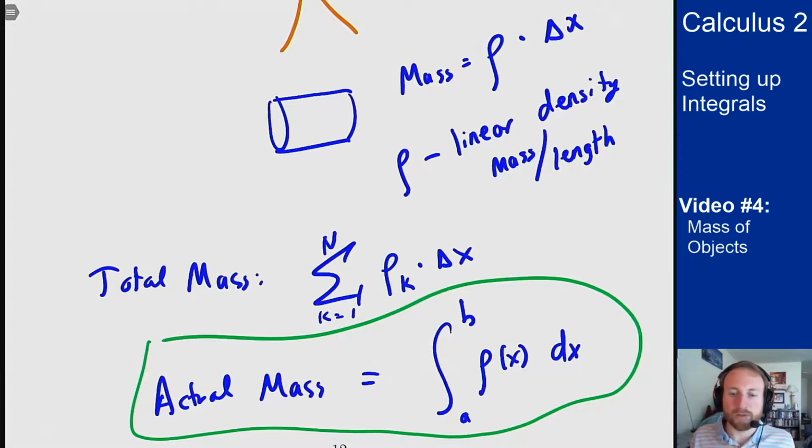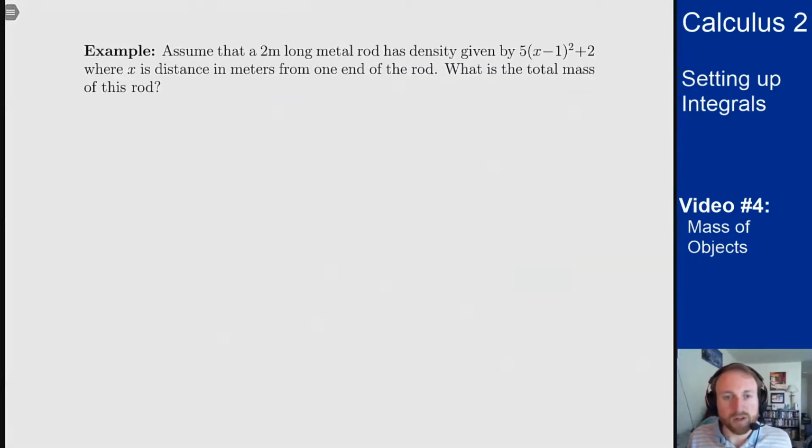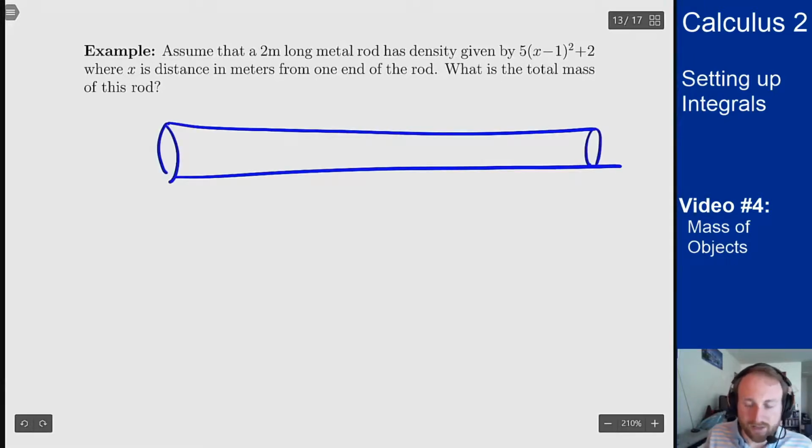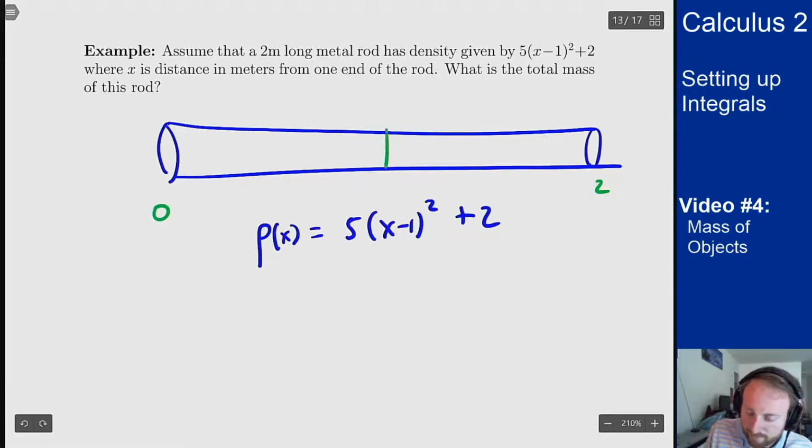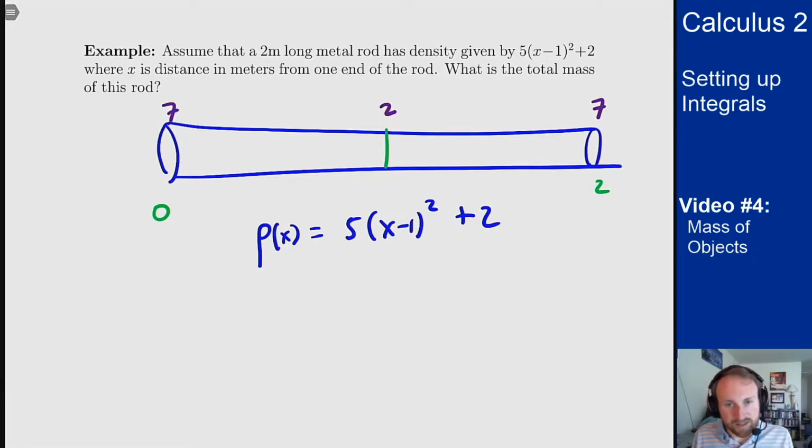So now let's see an example of what this might look like. Assume that a 2-meter long metal rod has density given by (5x minus 1) squared plus 2, where x is the distance in meters from one end of the rod. What is the total mass here? If we draw out a picture again, we have our 2-meter long rod, and the density is given by this function. Let's plot out some values. At the midpoint here, the density is 2. Over here it's 7. Over here it's 7. Basically, this is a rod that is less dense in the middle than it is on the edges. And that can happen when you're trying to stretch out a metal. You get some sort of alloy type thing that does that. This is entirely possible to have happen.